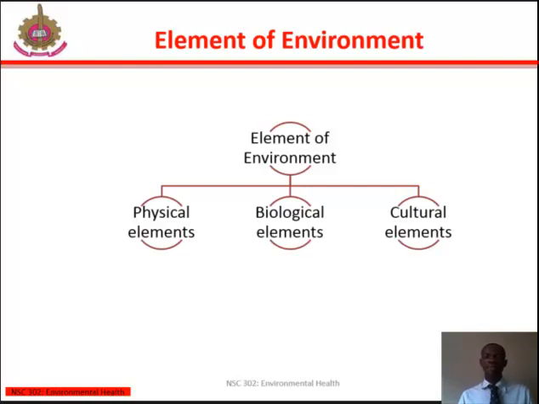They determine the variable character of the human habitat. It has opportunities as well as limitations. The biological elements, examples are plants, animals, microorganisms, and men, which constitute the biosphere. And lastly, cultural elements, such as economic, social, and political elements, are essentially man-made features which make up culture.